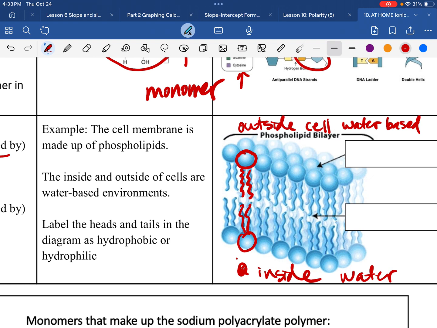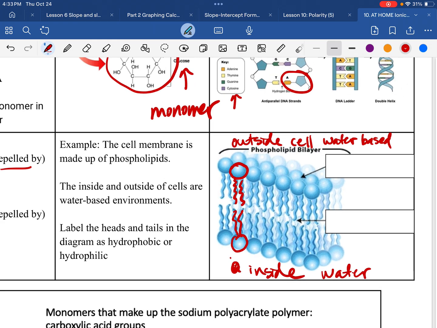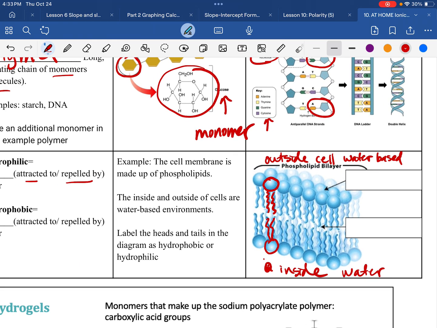The fluid outside of a cell is mostly water. So you have to figure out how you think the cells will arrange their molecules. For the head, you're going to write either hydrophilic or hydrophobic here, or you can type it here. Label the heads and tails as hydrophobic or hydrophilic.